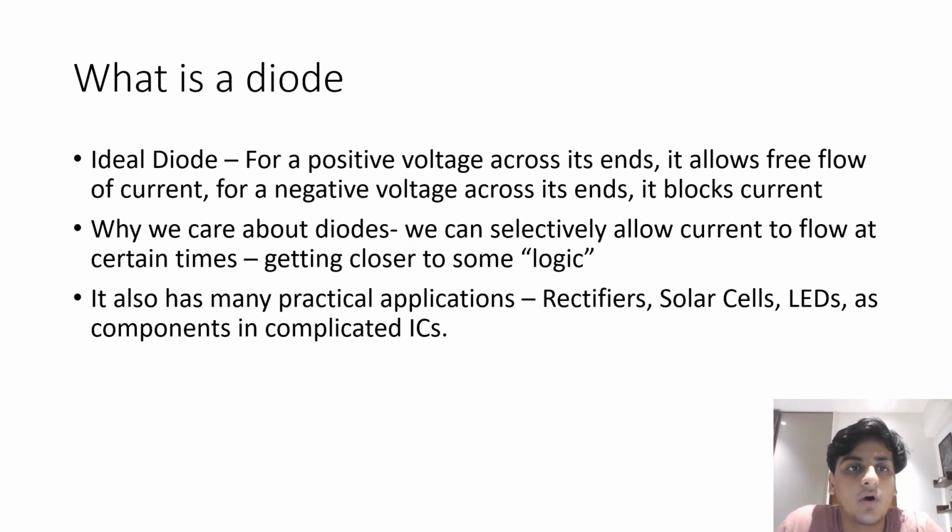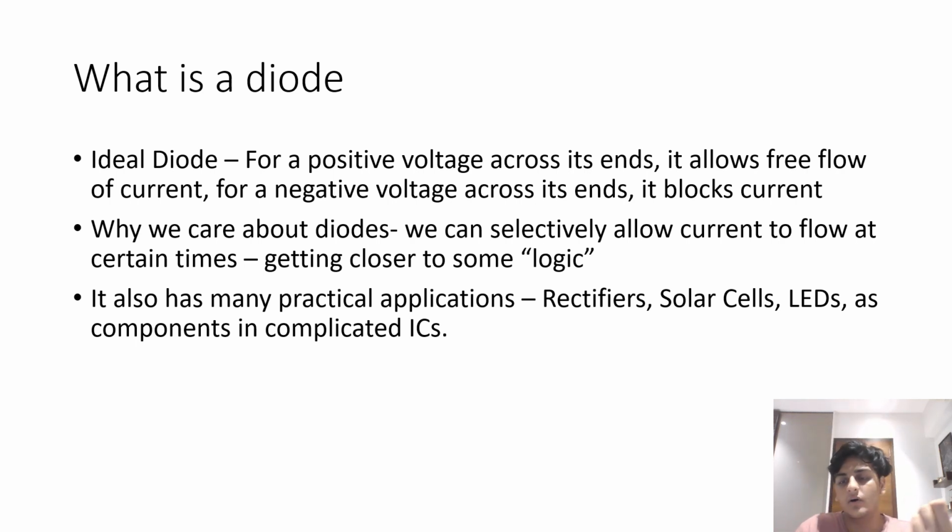Cool. So, let's start with what is a diode. Just a basic introduction. We'll talk about the ideal case and then the real life diodes have some non-idealities. The ideal case is that for a positive voltage across its ends, it allows current to flow freely. And if you apply a negative voltage across its ends, then it blocks current. So it allows only one type of current, either positively or negatively.